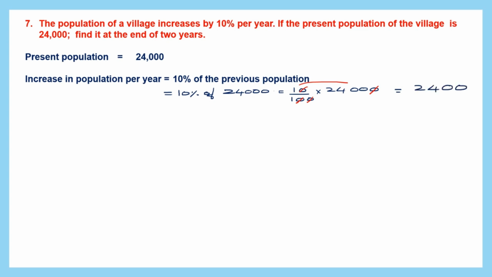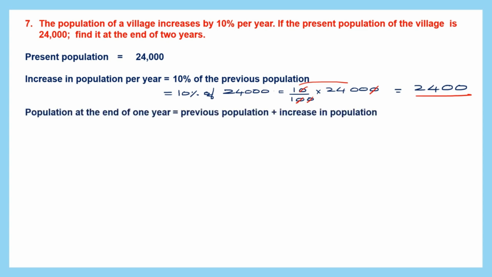This is the first number. This is the increase in population. So population at the end of 1 year. So present population is this. It increases by 10%. So at the end of 1 year, previous population plus the increase in population. So what was the previous population? 24,000, and to that we add the increase in population, which is 2,400. So when you add this up, you get 26,400. So this is the population at the end of 1 year.